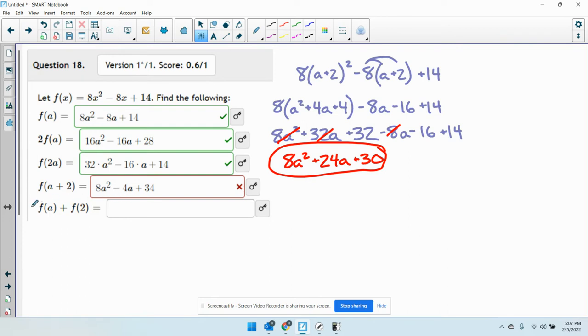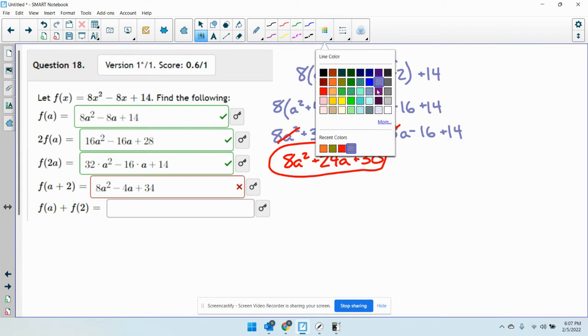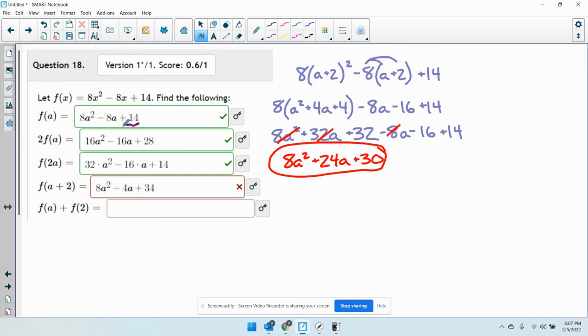And then the last one, it's just taking f of a, which you have right here, and adding to it whatever f of 2 is. If you plug in 2 into the original, you'll end up getting 30 out. So you're just going to take this thing and add 30 to it. This is 8a squared minus 8a. 30 and 14 are the only like terms, so that'll be 44. Okay.